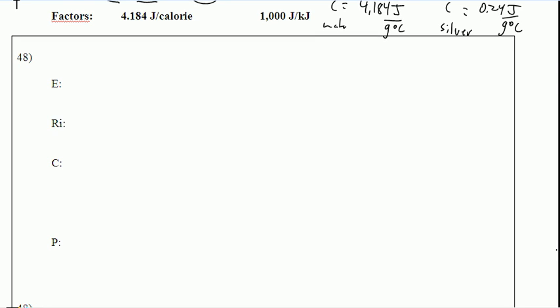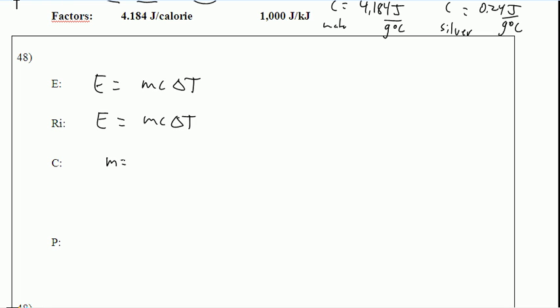If you guys follow along with me on problem 48, it says calculate the amount of energy required to heat 140 grams of water from 22.3 degrees Celsius to 75 degrees Celsius. So our equation, energy equals mc delta T. We don't have to rearrange it because we're solving for energy. We're heating up water, so let's plug in the values first.